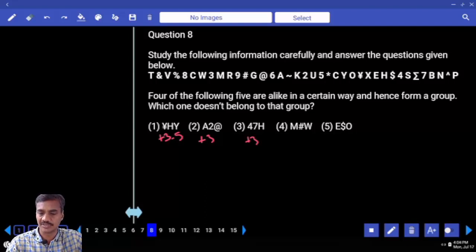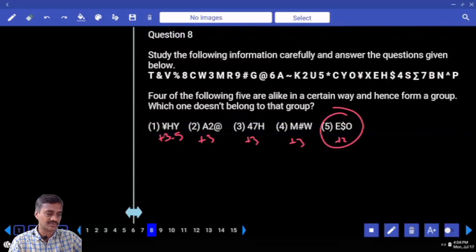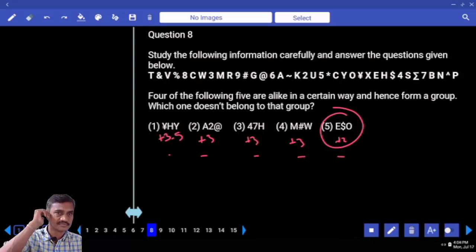1, 2, 3 plus 3. And E and dollar, now E and dollar, what is the difference? Here only plus 3. What is the odd one here? Choice 5 is the odd one, question number 8. Then, once you have found this, find out the first elements only. Across the answer. And if in case it is not happening, then the second element.